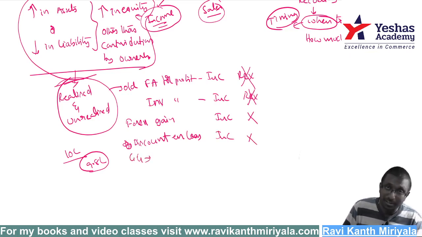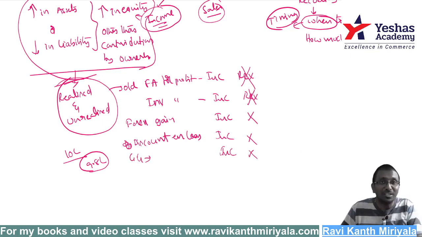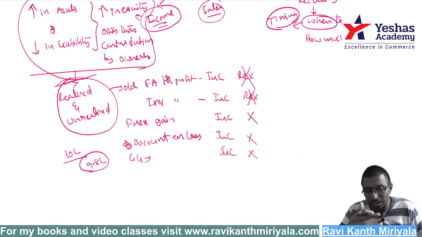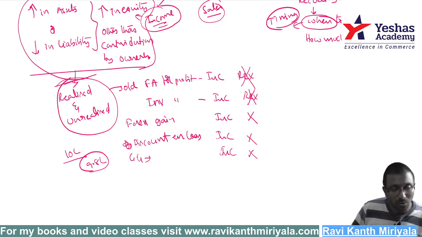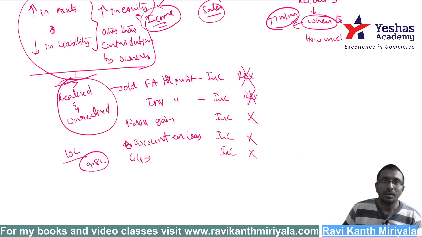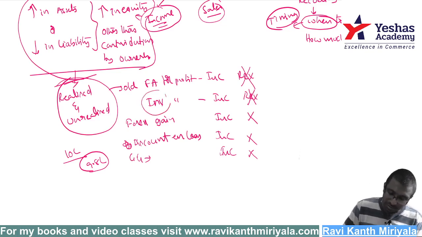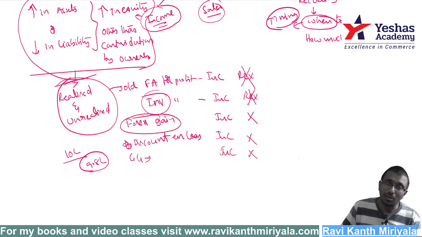Government grant, can it be income? Yes, it can be income, but it is not revenue. So there are so many types of income, but all incomes are not part of revenue. Those have separate standards. Fixed assets, refer to Accounting Standard 10. Investments, Accounting Standard 13. Foreign exchange fluctuation gain, Accounting Standard 11. Discount, there is no standard, the general principles of accounting apply. Government grant, Accounting Standard 12.